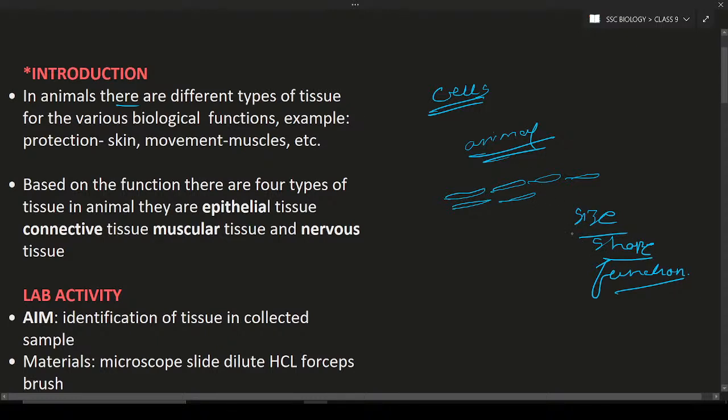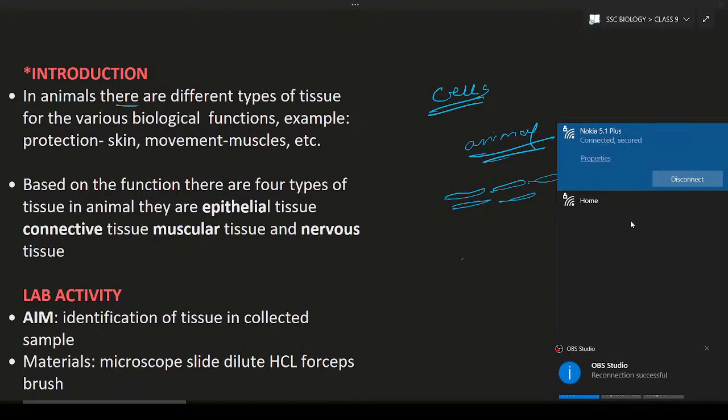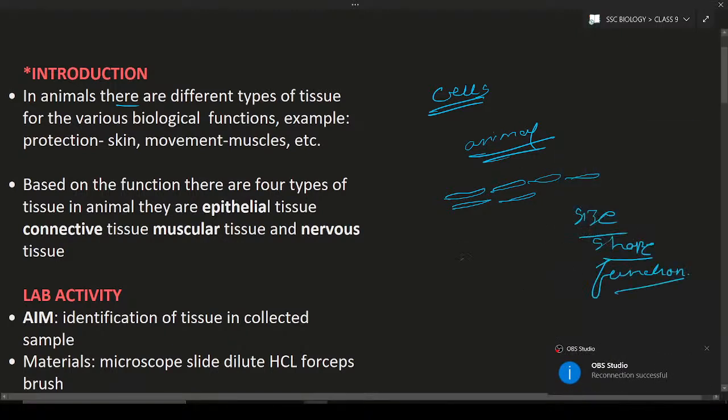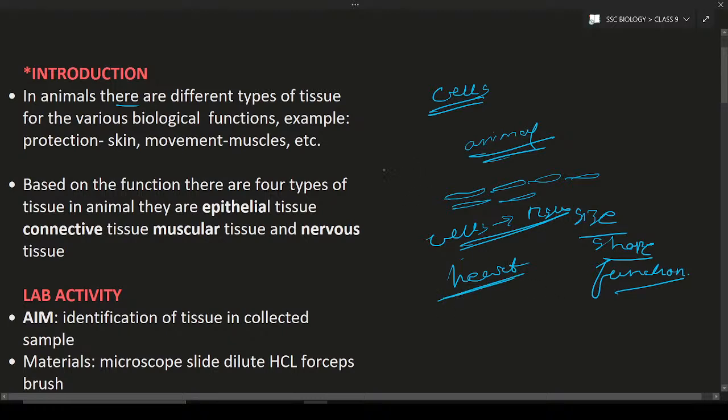So these cells are going to form a tissue. Here you can see the cells turning into tissue. These tissues are very important for particular functions. For example, the heart is an organ which helps in transportation. The skin tissue helps in providing protection. Your hand, your face, everything is made up of skin cells. The skin covers your body organs.